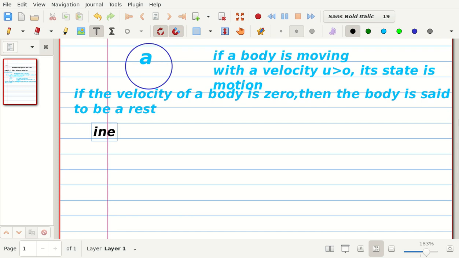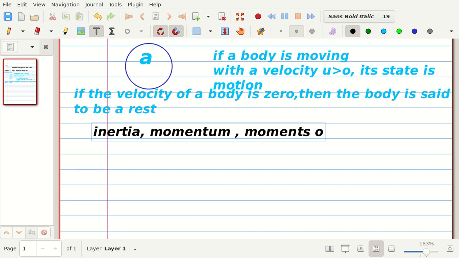So as we investigate the effects of forces on a body, we shall come into other terms like inertia, momentum, and moments of forces, and more. We shall get into more as we go along. So I'll start with inertia.